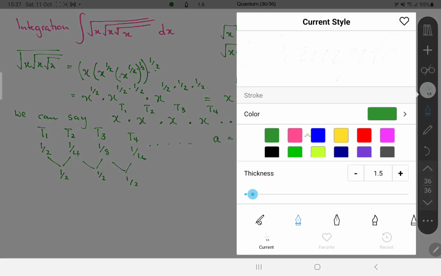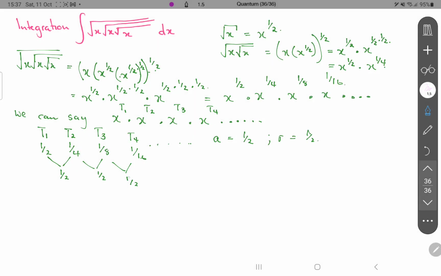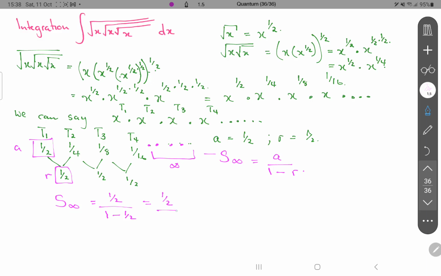Now, what am I saying? I am saying that this part here is your r, this part here is your a. And these dots here, they are going to infinity. So we can do sum to infinity, which is defined as a over 1 minus r. So sum to infinity is equal to a half over 1 minus a half. That will give you a half divided by a half. That will give you a 1.